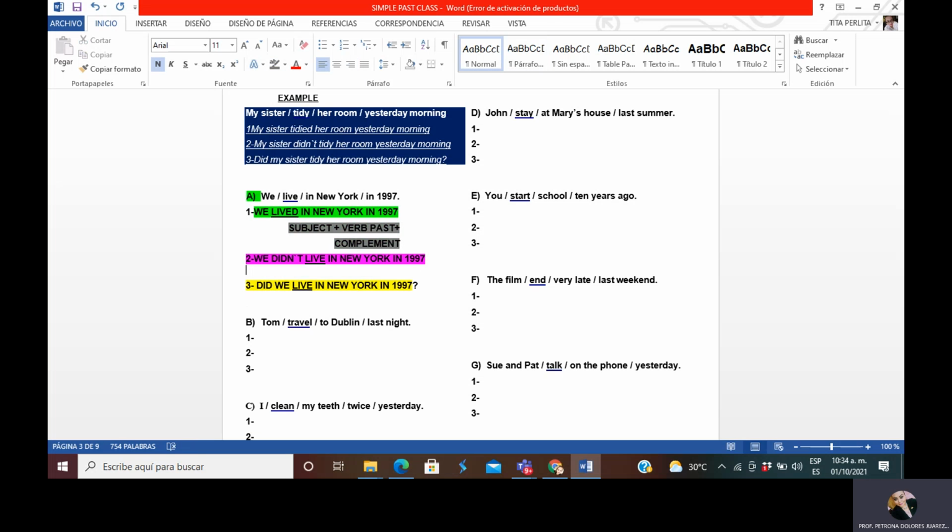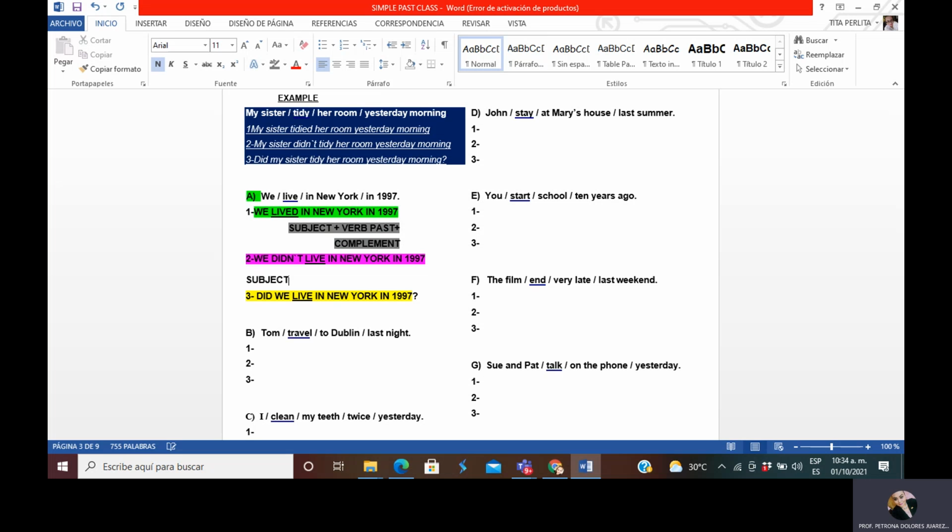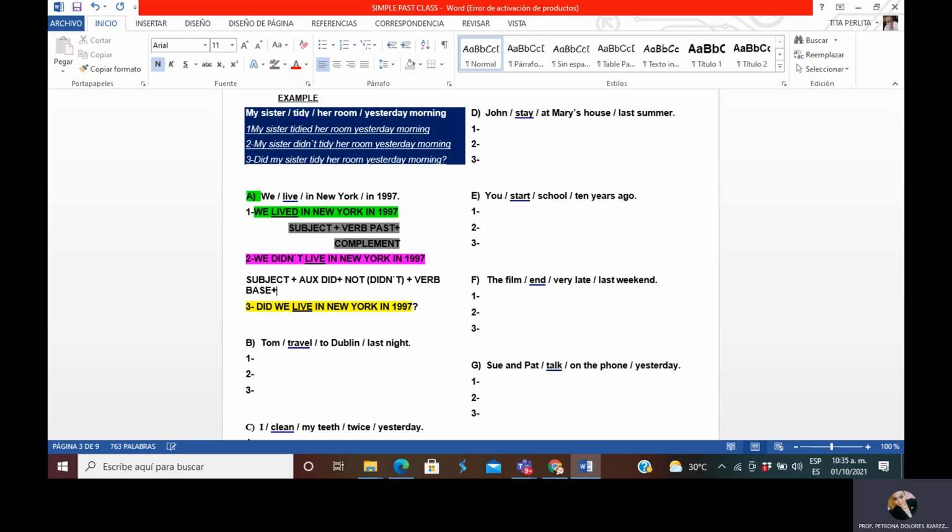Then, in the negative, the formula is the subject plus the auxiliary did. In this case, it's plus not, but I can use the contracted form, which is the most usual. It's the most common to use the contraction or the short form, didn't, plus verb. It's important to notice that the verb has to be the base form because I'm using the auxiliary plus the complement.